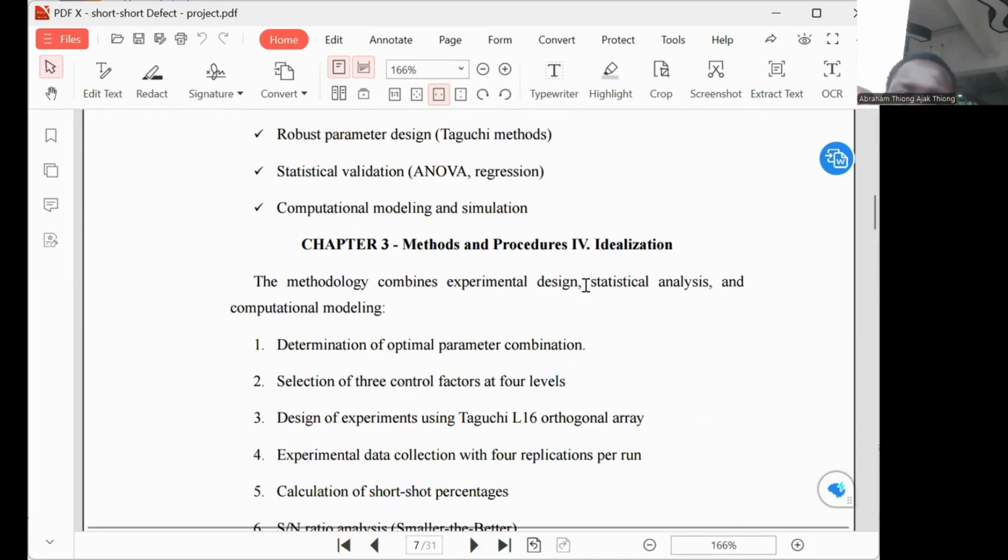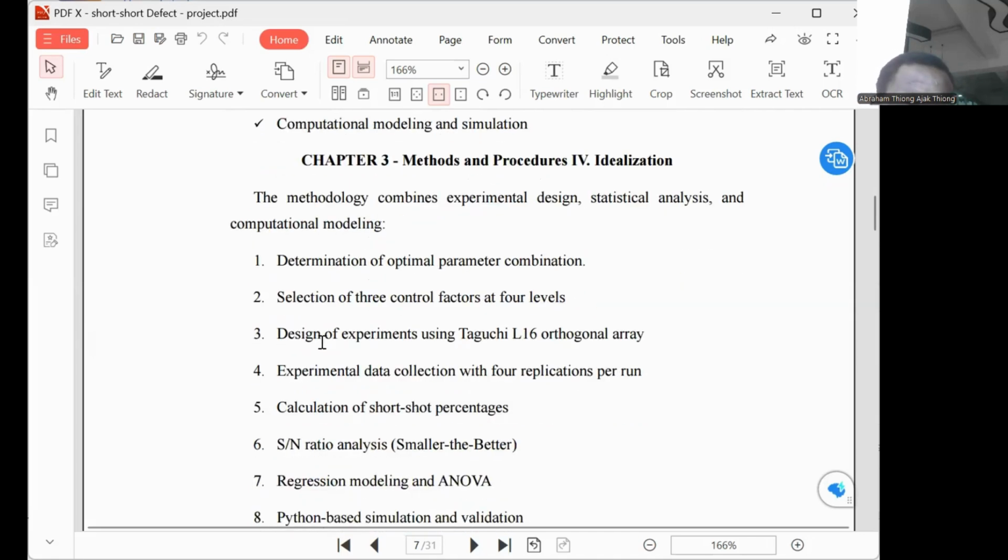And in this part, we are going to use the methodological part, which is idealizations. The methodology combines experimental design, statistical analysis, and computational modeling. This is where we are going to determine the optimal parameter combination, and then select the three factors. I've already mentioned those.